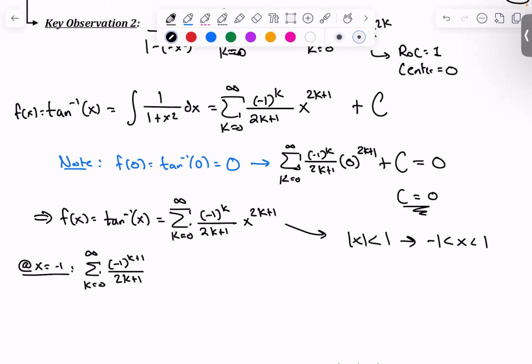This is what we get for the left endpoint. Because when you plug in -1, you get -1 to the 2k plus 1, which is an even power on a -1. That becomes 1, and then an additional -1 on top. That's why it's -1 to the k plus 1. Does everyone see that? It's okay if you don't, but I won't know if you don't understand it unless you speak up. And that is convergent by the alternating series test.